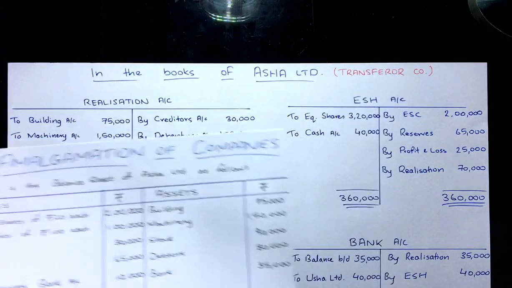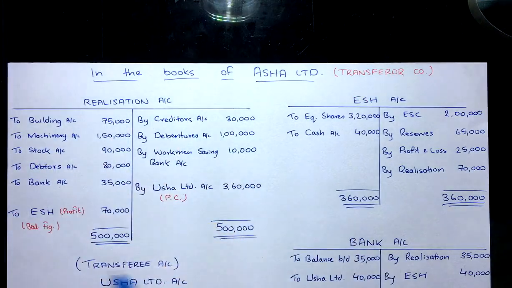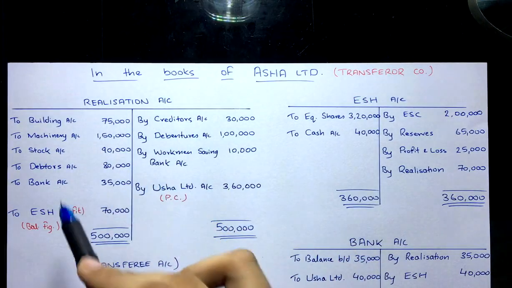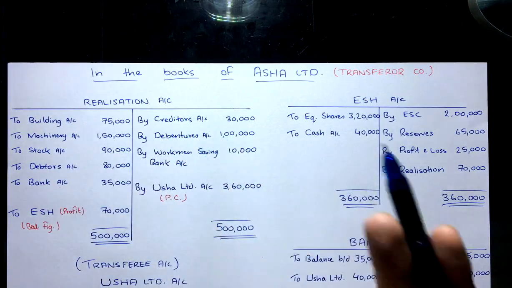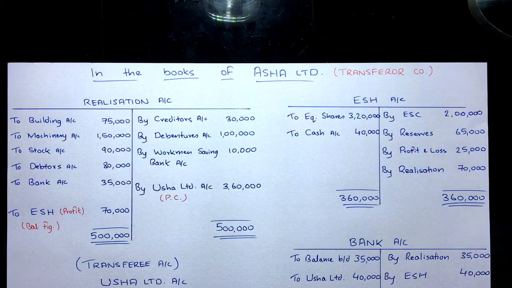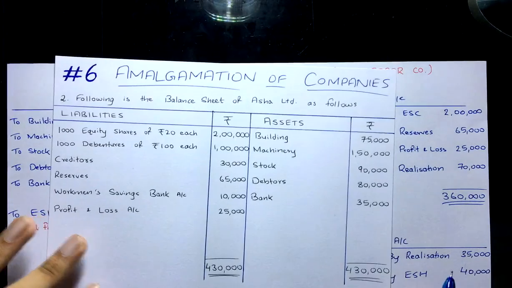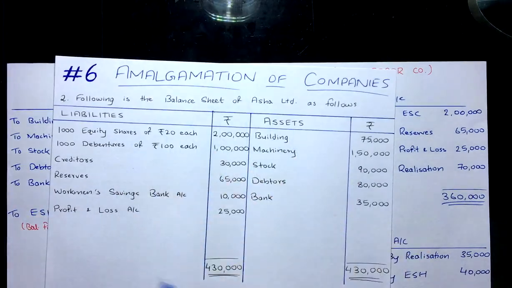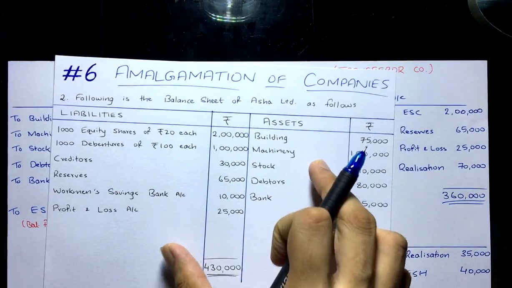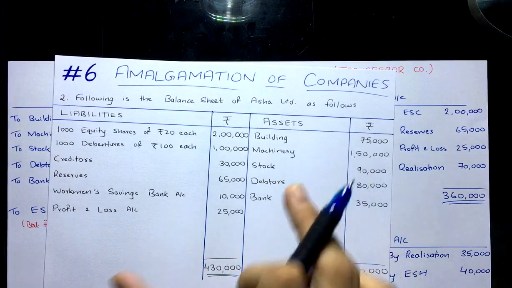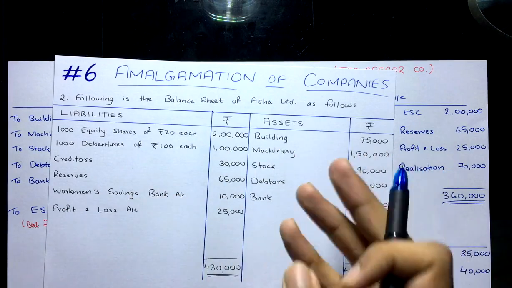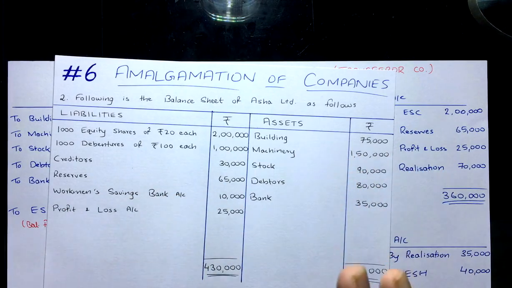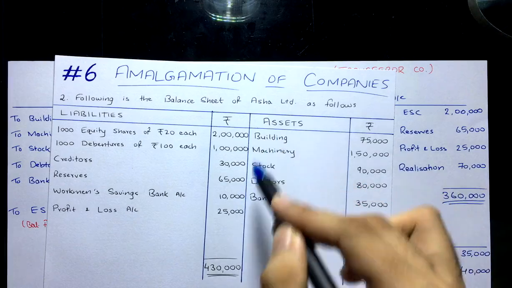First, we open the realization account. This realization account is a nominal account. We record all the expenses over here and all the income here, like the profit and loss account. In this realization account, what do we have to do from the balance sheet? We have to make this balance sheet empty. Whatever items are in the balance sheet, we have to throw everything out. Okay, so we have assets over here.